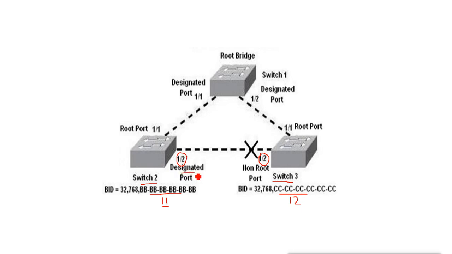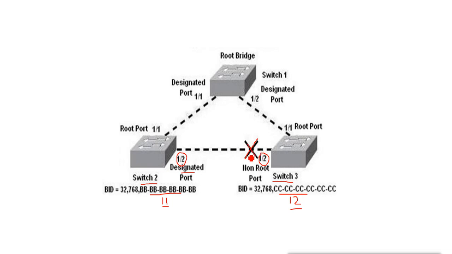It will remain the designated port, and switch 3 loses the battle, and it will disable its port. It will disable the port, and it will become a blocking port. It will go to the blocking state. And now the loop is not happening because they have blocked the looping port.